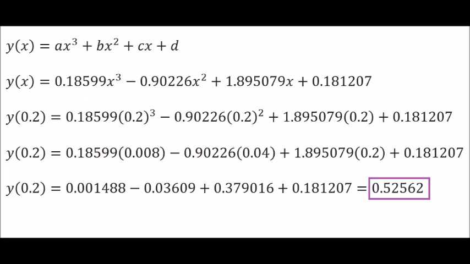Now back to the main point. We solved for the coefficients, so now we can plug them into the third order polynomial. That should look something like this. Notice that if I evaluate it at x equals 0.2, I get 0.52562. This is the same number I got from Lagrange Interpolation in the beginning of this lesson. Go back and check if you don't believe me.